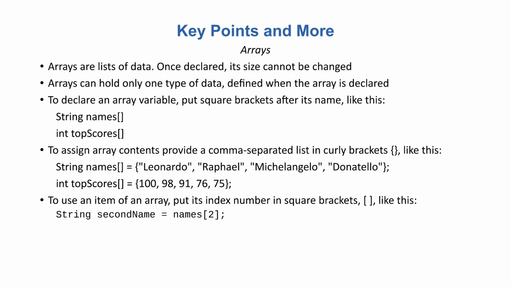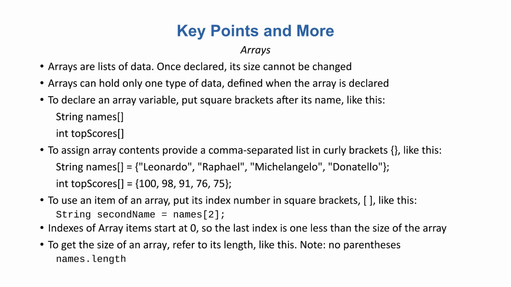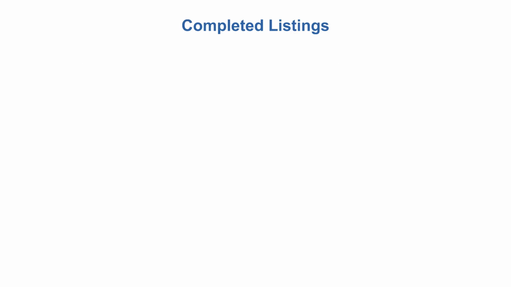To use an item that is in an array, put the index number in square brackets, like this. The index numbers for array items start at 0. Therefore, the index of the last item is one less than the size of the array. To get the size of an array, refer to its length like this. Note, there are no parentheses after length. Here are the completed listings for all the exercises in this video.